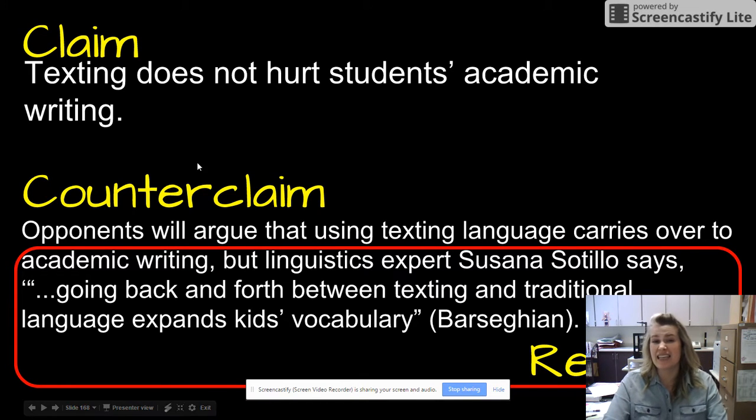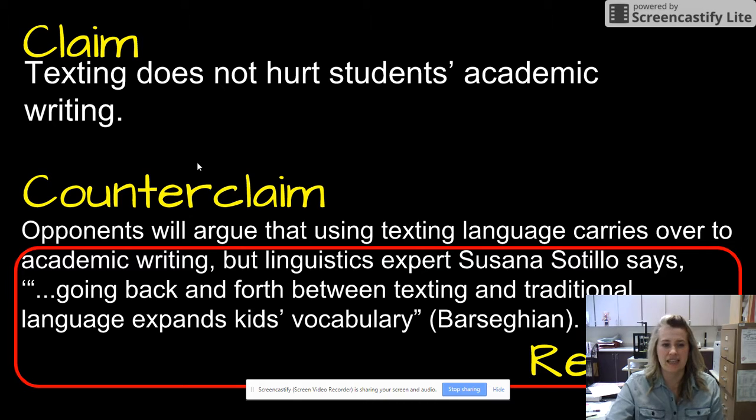The claim, texting does not hurt students' academic writing. So texting on your phone doesn't hurt your schoolwork. The counterclaim is opponents will argue, people that don't agree with me, opponents will argue that using texting language carries over to academic writing. So they're worried that your texting language is going to show up in your essay.